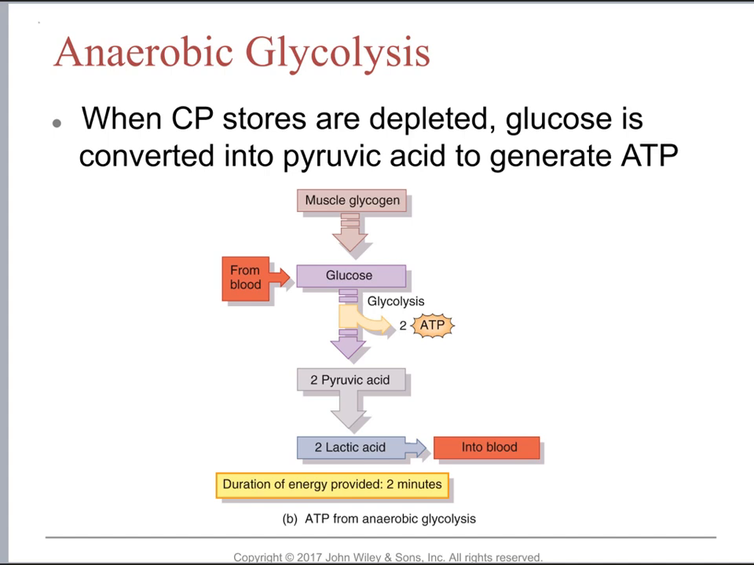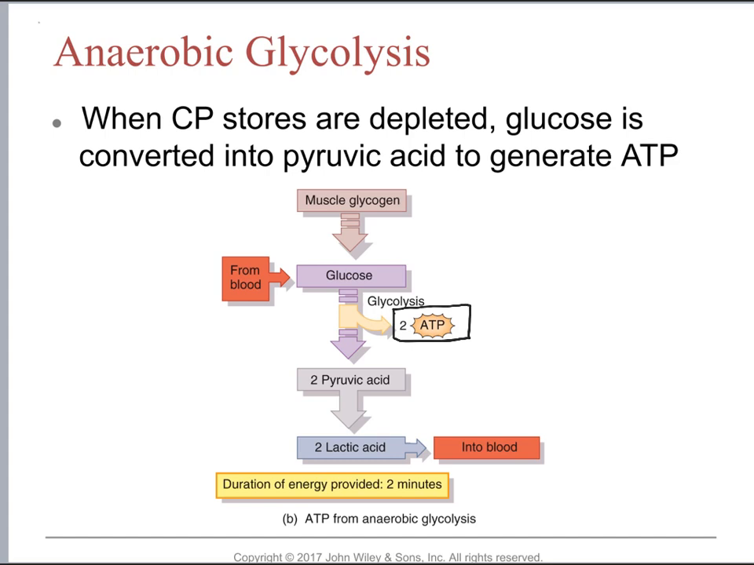When creatine phosphate stores are depleted, glucose is going to be converted into pyruvic acid to generate the ATP necessary. So let's look at our start. We start with muscle glycogen. We're getting glucose from the blood. We're undergoing that process of glycolysis, which is going to yield 2 ATP. So if you remember, with creatine phosphate, we got 1 ATP. With anaerobic glycolysis, we're getting 2 ATP. So we're getting a little bit better with the amount of energy we're getting to sustain work.